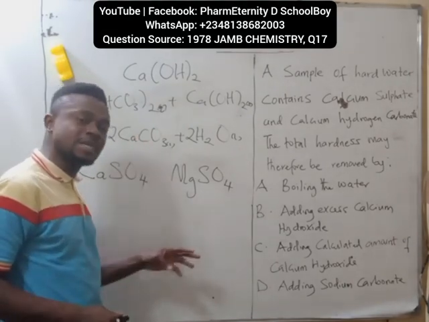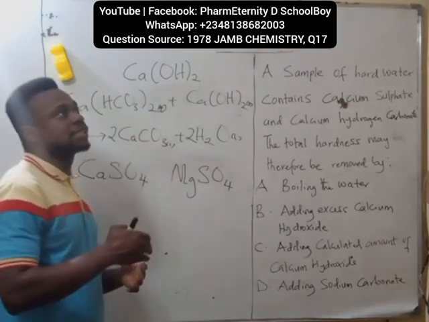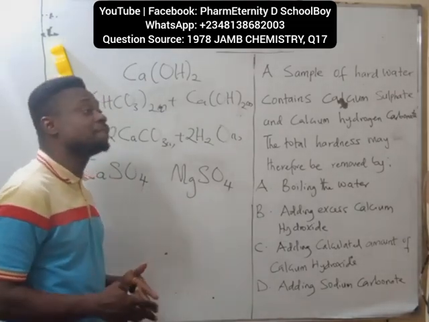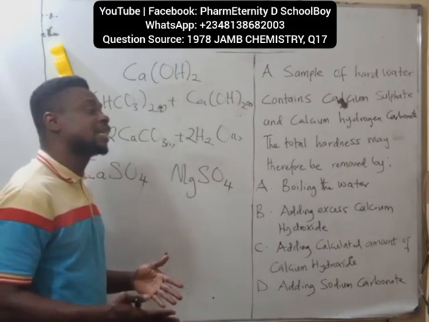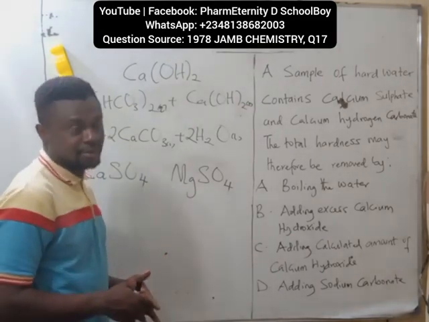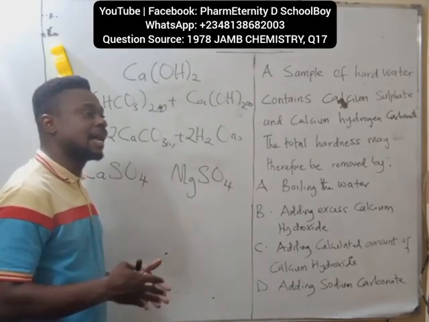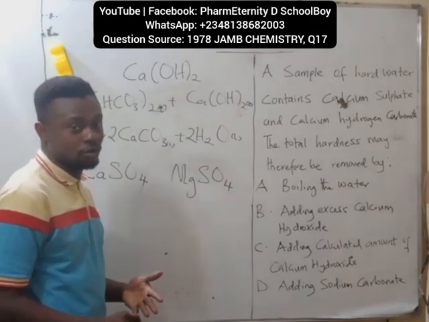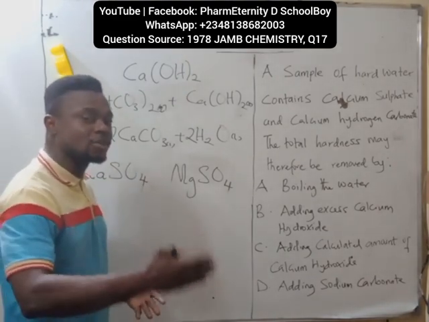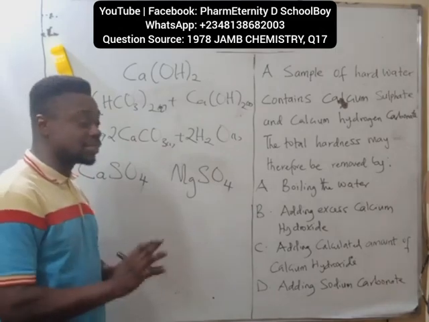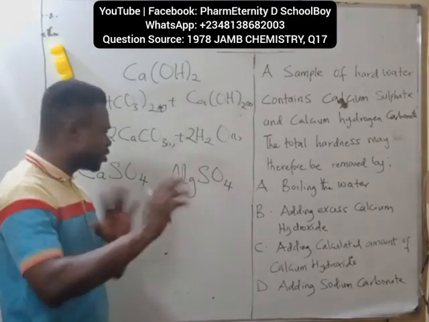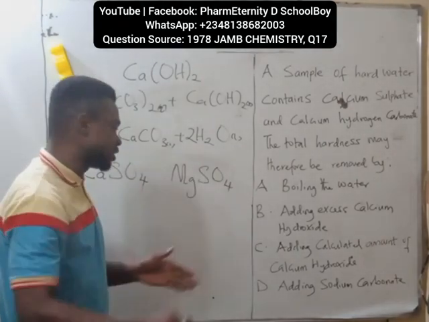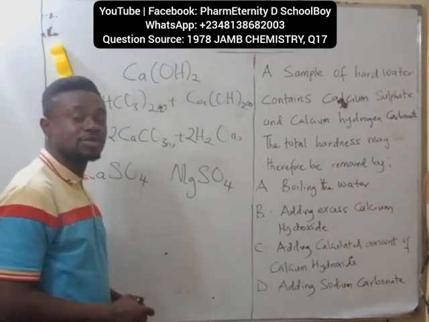You either use sodium carbonate, or, as you find in ion exchange resins, an ion exchange resin containing zeolite. Zeolite is a sodium aluminate, sodium aluminium trioxosilicate 4. The common name is zeolite or permutit. Let me not go there. But the point is that you either use an ion exchange resin or you add sodium carbonate.